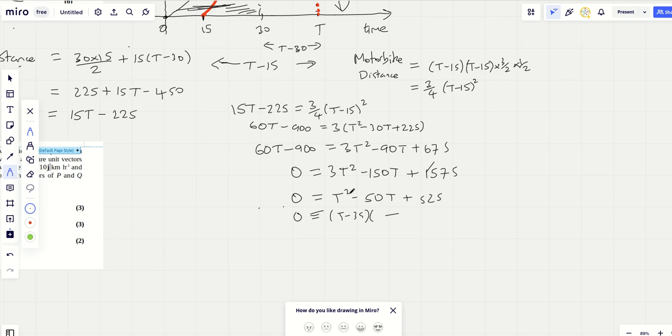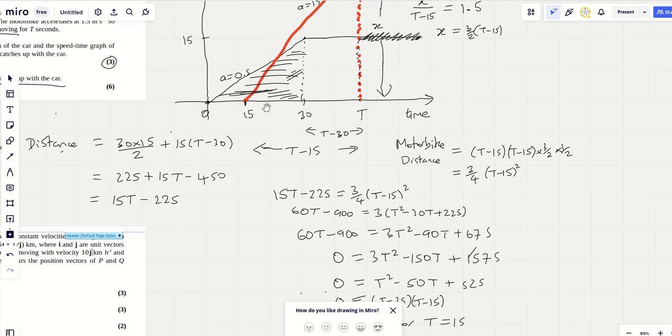One second, let me just think in my head. t minus 15, I think. Yeah, it should be t minus 15. So t equals 35 or t equals 15. Now, you think about it, I should have spotted definitely the t minus 15 straight away there.